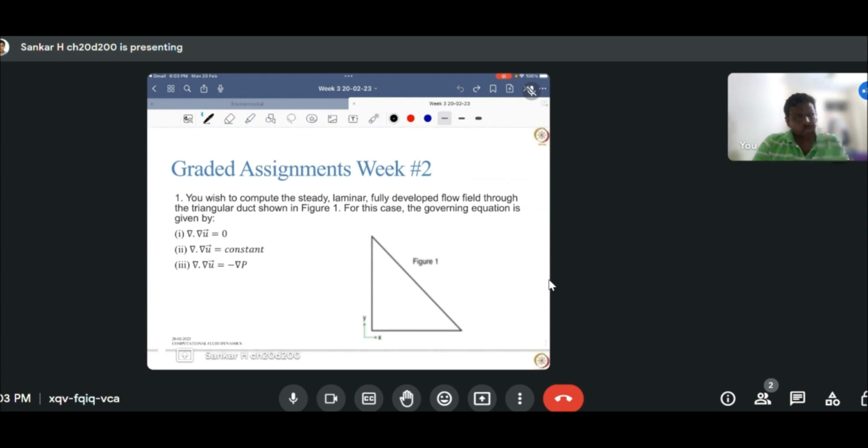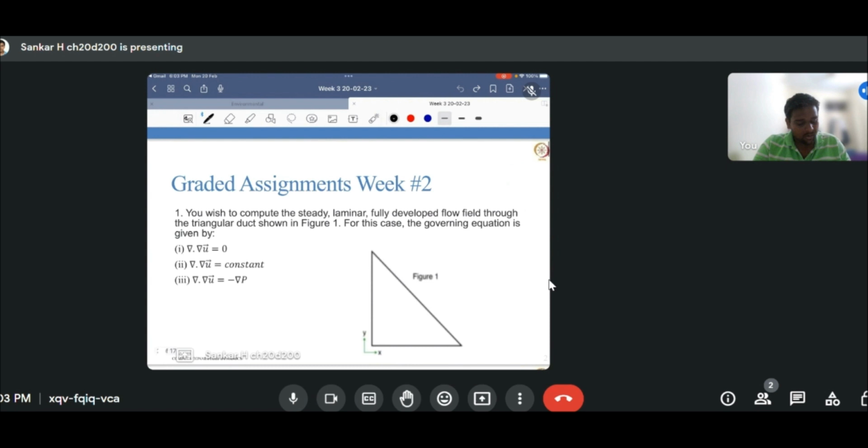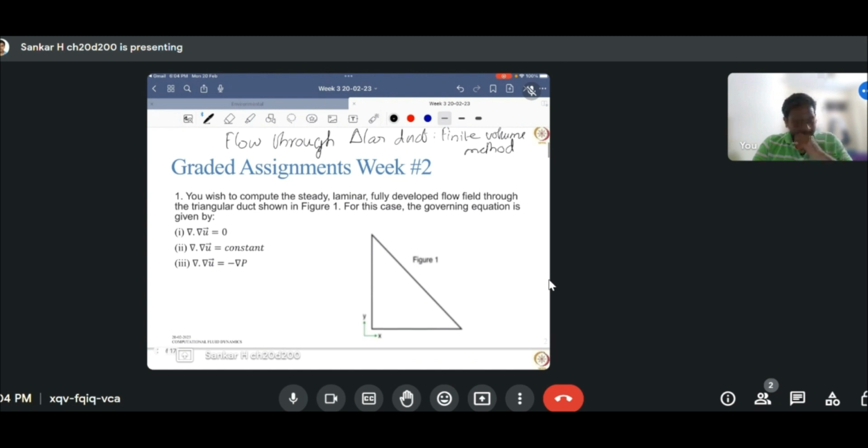So the first question of the previous week, and by previous week, this week's lectures include all the flow through triangular duct. And we see from the lectures that we solved that using something known as the finite volume method. So let's get started with the questions, the graded assignments.